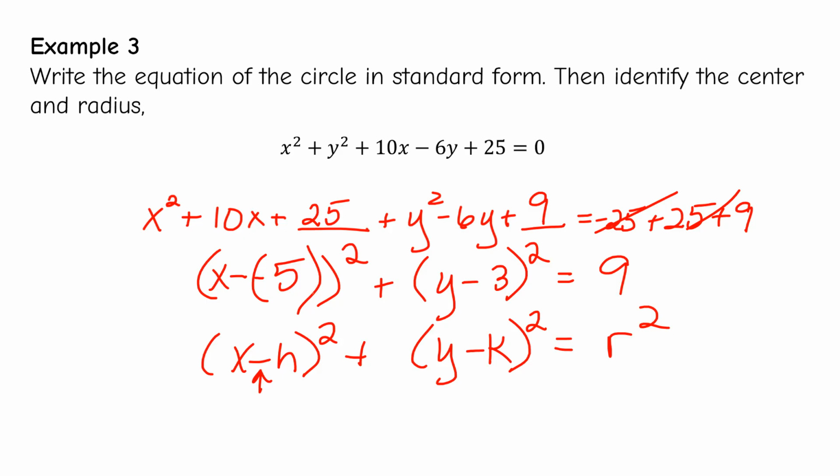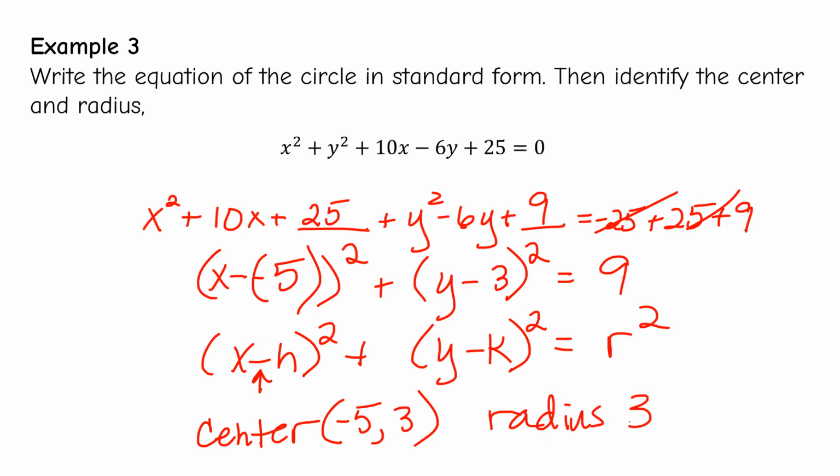So x minus -5 is the same as x plus 5, and that tells me that the x coordinate of my center is -5, and the y coordinate of my center is 3 because that's already a minus. So that's your center. And you can see that your radius is going to be 3 because r squared is 9. So your radius for this circle is 3.